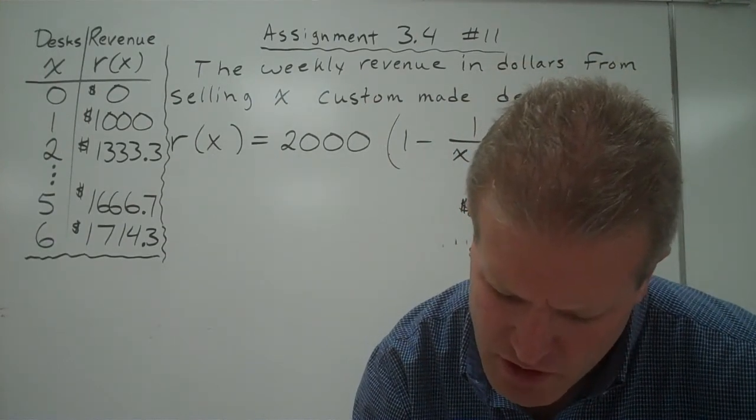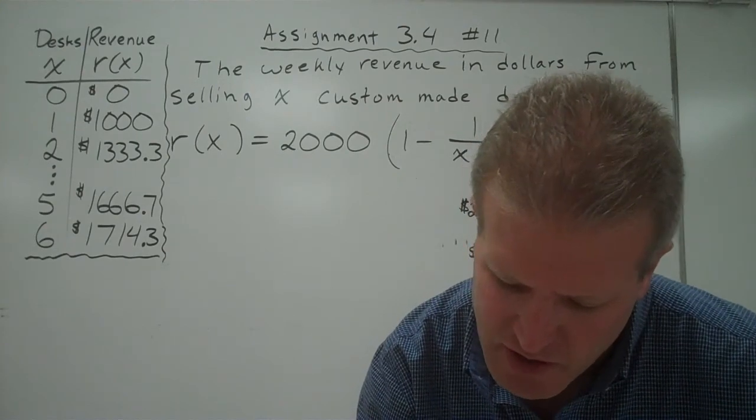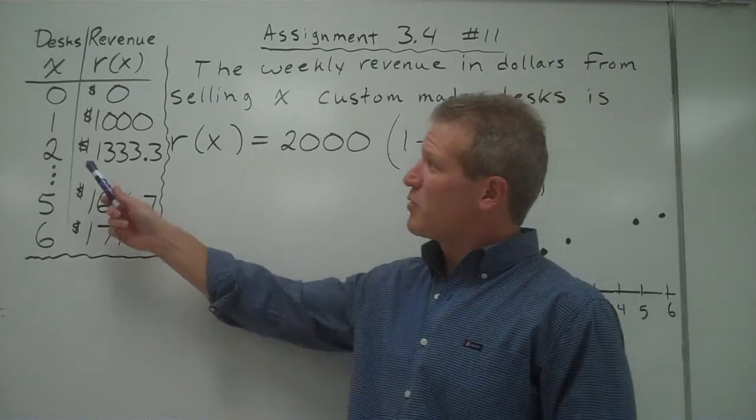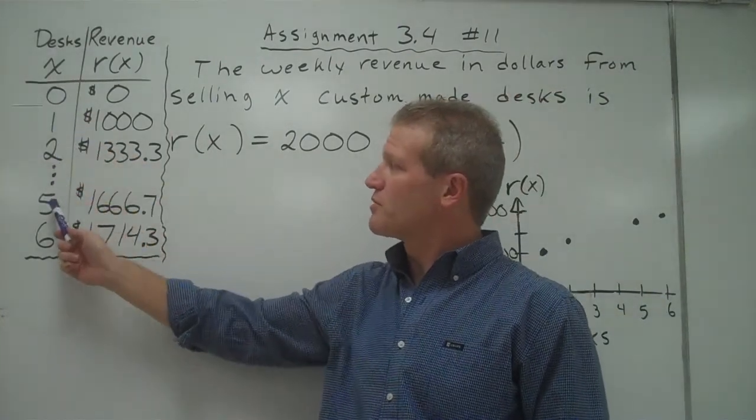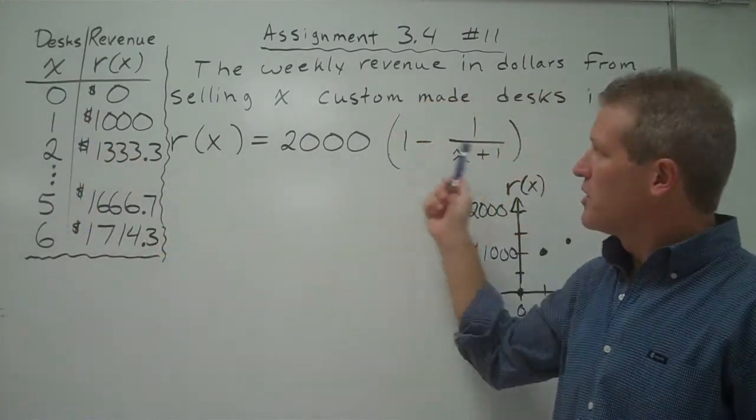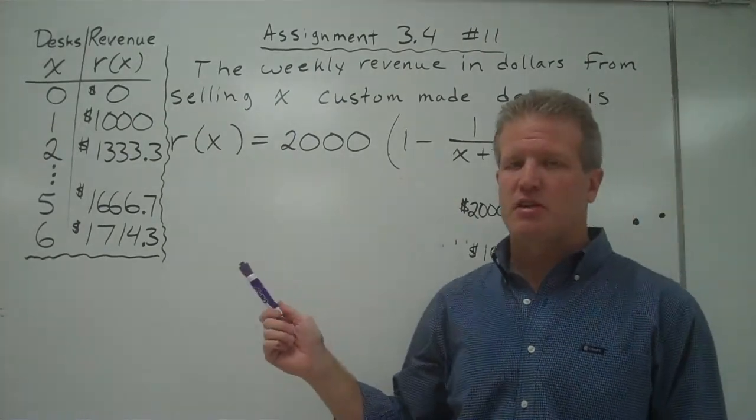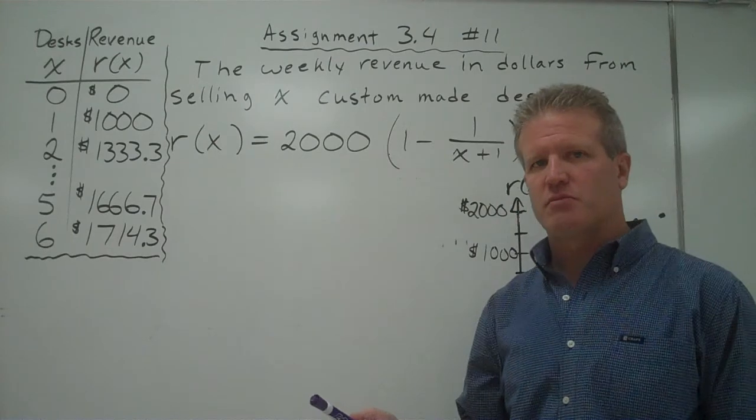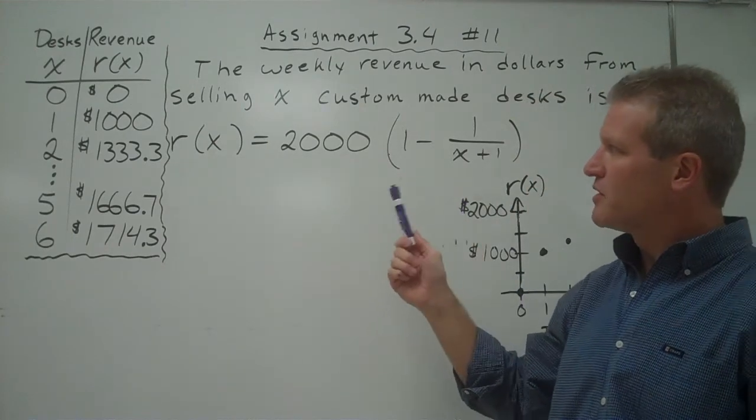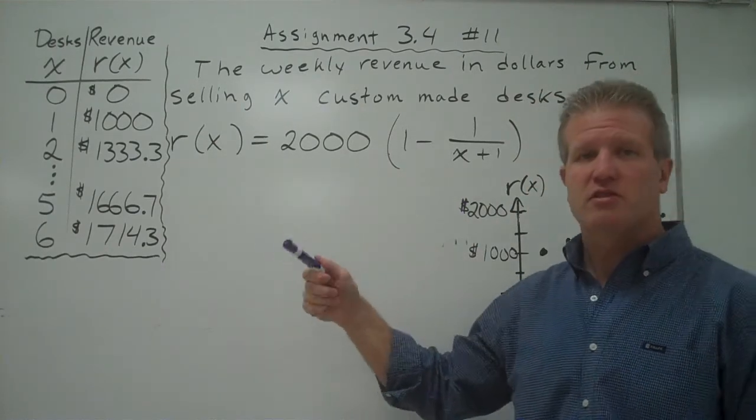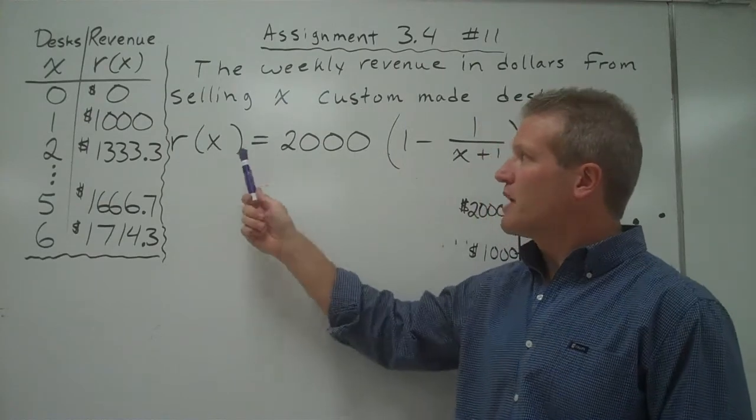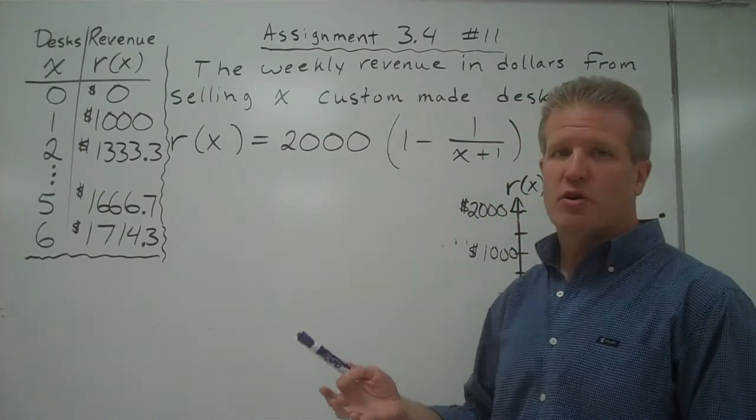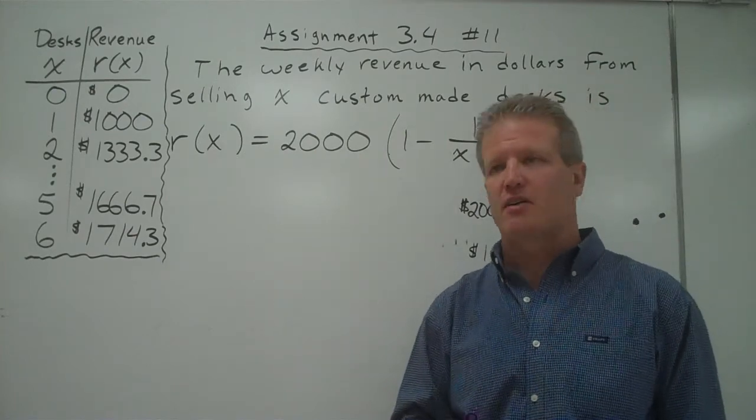And the first question is, draw the graph of R. What values of x make sense in the problem situation? I went ahead and made a table where I plugged in 0, 1, 2 desks, 3, 5 desks, 6 desks into the function. It wouldn't make sense to plug in negative numbers for number of desks, and it wouldn't make sense to plug in any fractions or decimals. The numbers would have to be whole numbers because they're numbers of desks. So the domain that would make sense in this case would be whole numbers, 0, 1, 2, 3, 4, etc.